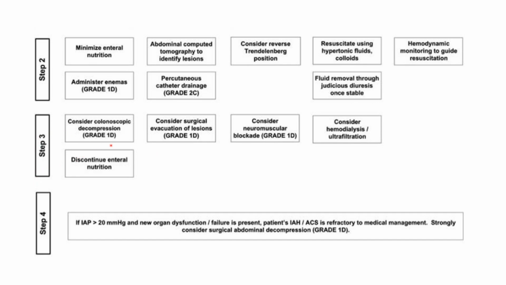Step 3, consider colonoscopic decompression and discontinue, stop the enteral nutrition, consider surgical evacuation of any lesion, consider muscle relaxation, and consider hemodialysis. Step 4, if the intra-abdominal pressure is more than 20 with new organ dysfunction or failure, this patient is refractory to all the medical steps that we have tried in the previous steps, so strongly consider surgical abdominal decompression.